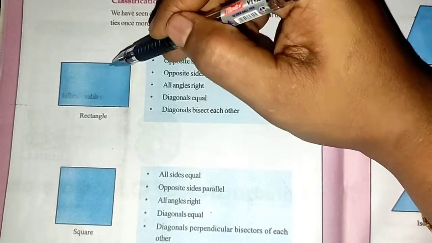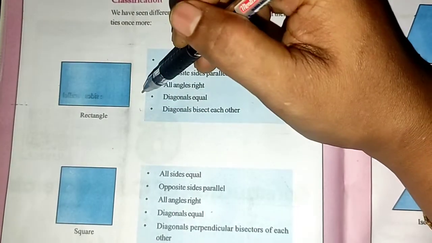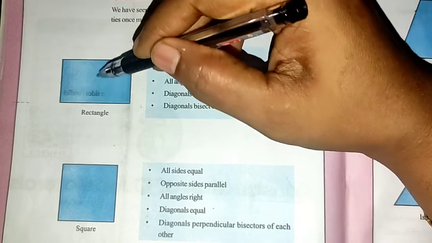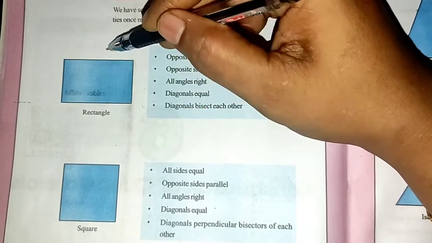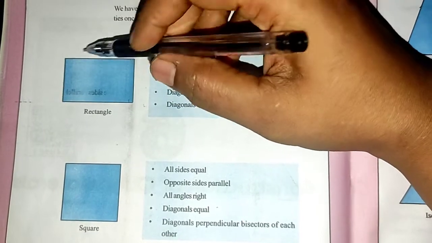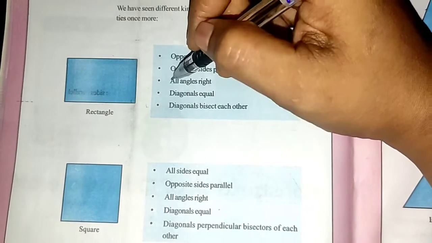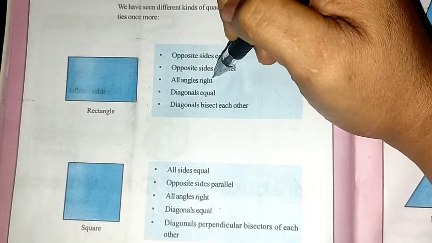Opposite sides are parallel. What do you mean by parallel? It keeps the same distance throughout. So opposite sides are equal, opposite sides are parallel. And what about its angles? Yes, all angles are 90 degree, or we can say all angles are right angles.